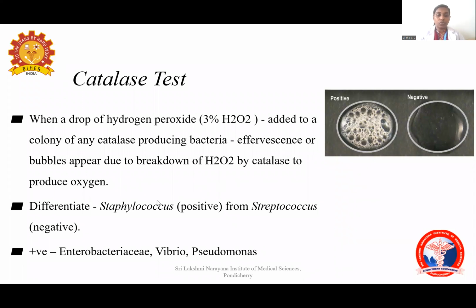So this test is used to differentiate between Staphylococcus and Streptococcus. Staphylococcus will be showing positive catalase test and Streptococcus will be showing negative catalase test. Mainly it is used to differentiate Staphylococcus and Streptococcus. And there are other catalase positive organisms also. Examples are Enterobacteriaceae, Vibrio, Pseudomonas. All these are catalase positive organisms.